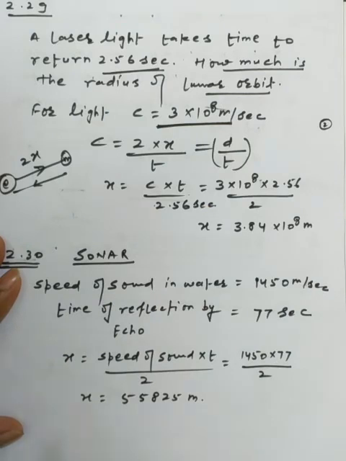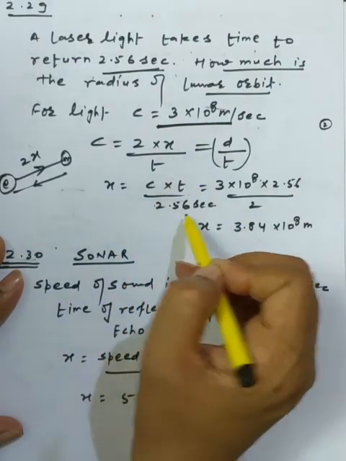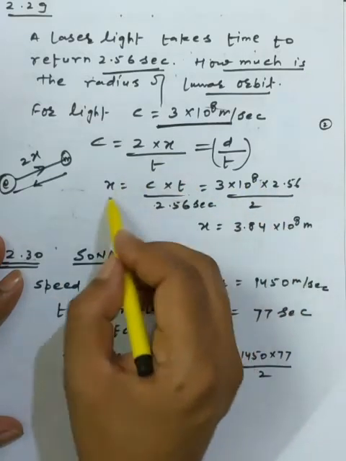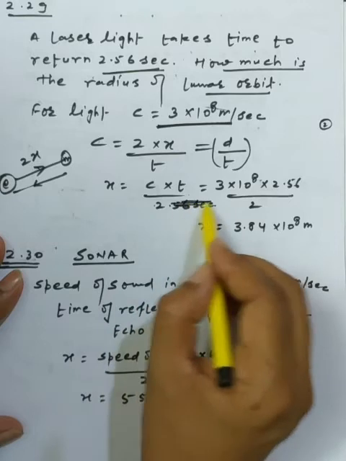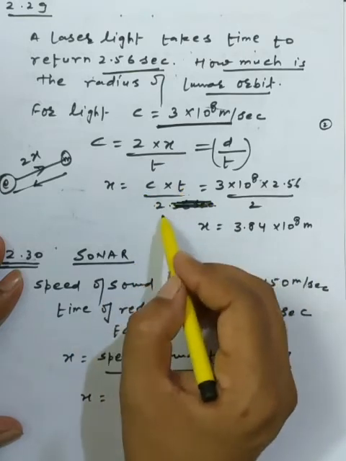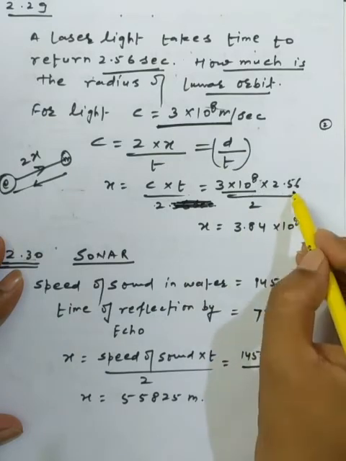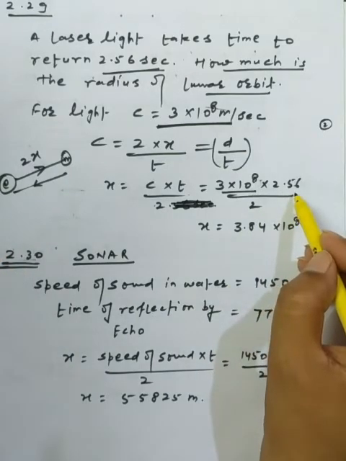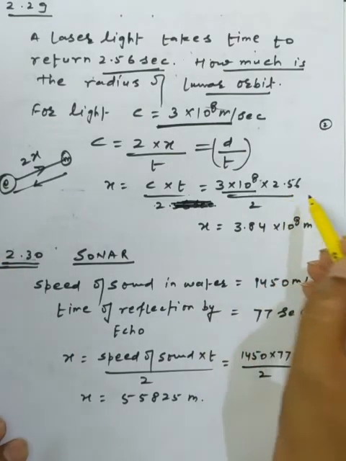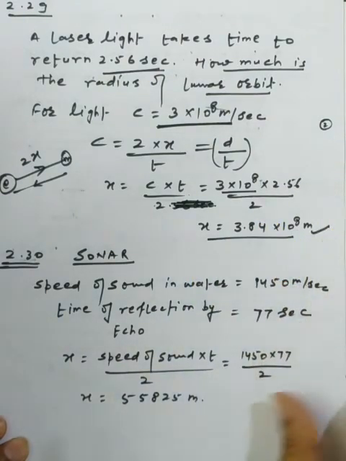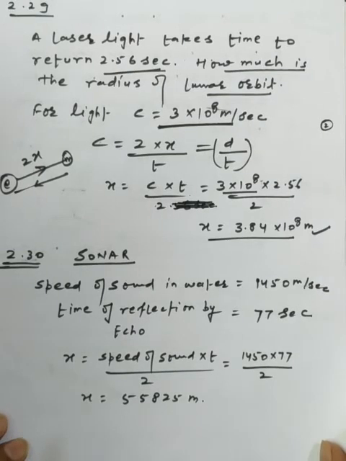Sorry, I am just making the formula in terms of x. So this is the general formula we have, students: x equals c into t by 2. We put the value of c, that is 3 into 10 to the power 8 meter per second, and the time taken by the light to return to the surface of earth, 2.56 seconds. Whenever we resolve it, we get the distance, that is, the radius of the lunar orbit.